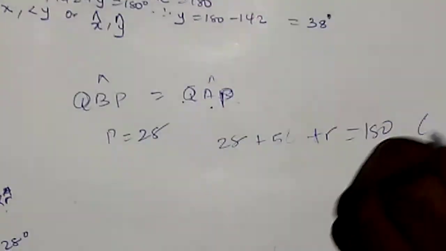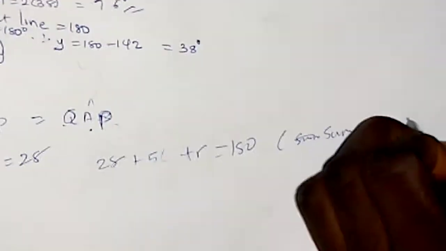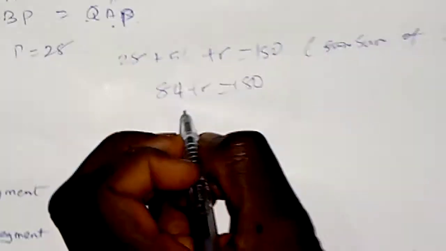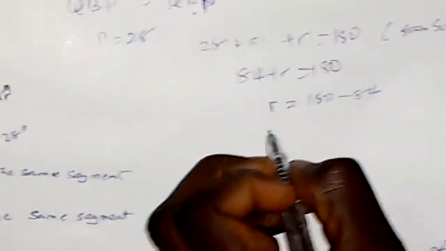So the reason is that the sum of angles in a triangle equals 180. So since we've gotten that, when we add these two together, our R equals, when we collect like terms, 180 minus 84. That will be 96. So final answer. So that is our R.